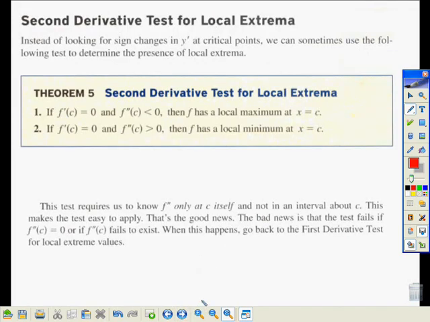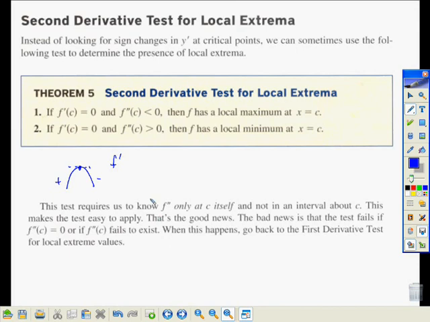Okay, now this next test, the second derivative test, is dealing with maximums and minimums. Before, when we dealt with maximums or minimums, we would only look at f prime, and we were looking for a sign change. We would start by saying f prime is 0 here, it's positive here, it's negative here.